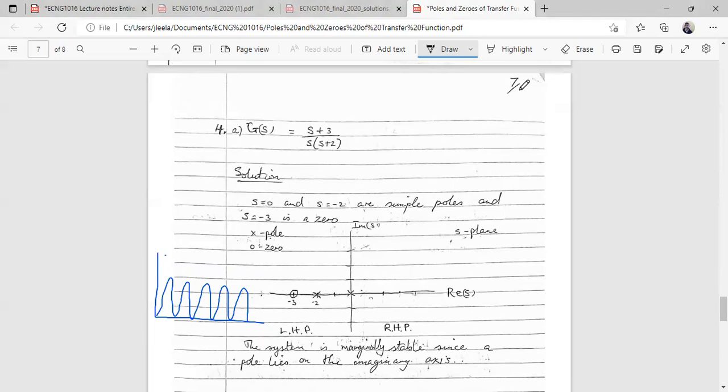The system is marginally stable since a pole lies on the imaginary axis. Because not all the poles are in the left-hand plane, you have a pole here on the imaginary axis, so we say that the system is marginally stable. So it's three concepts: marginally stable, stable, or unstable.